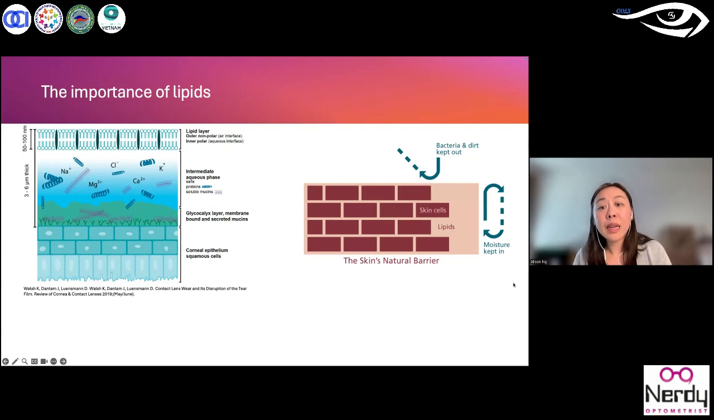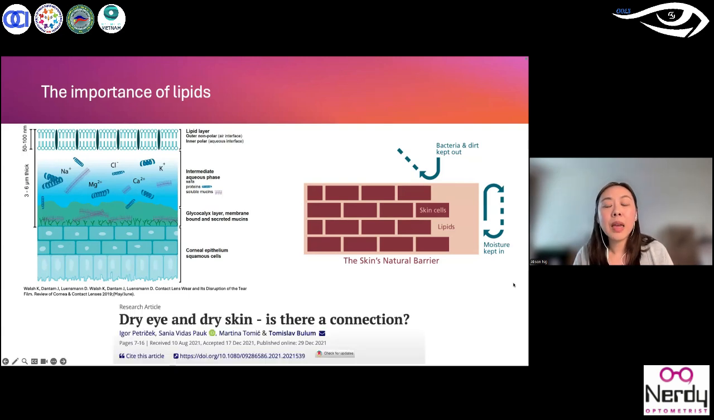But what's really, really interesting is some studies which are looking at whether there's a connection between dry skin and dry eyes. This is one paper that looked at a very small sample of patients, about 50 patients. 25 of them had dry eye symptoms, and 25 didn't have any dry eye symptoms. What they found was there was a strong connection between those who had dry eyes and dry skin.